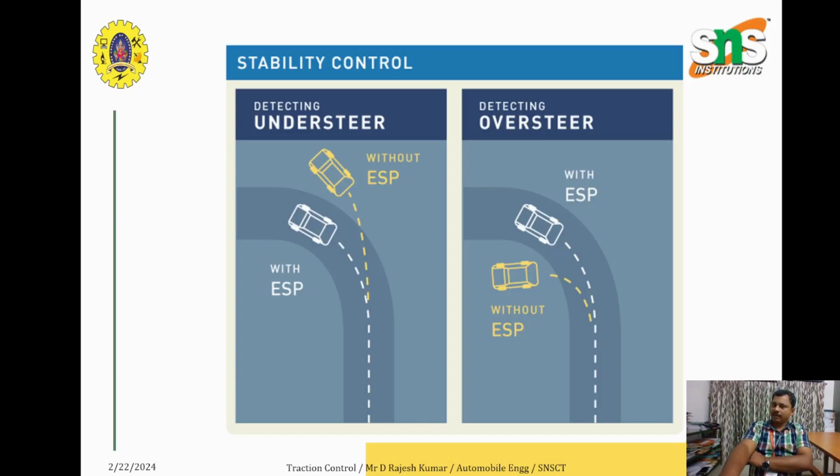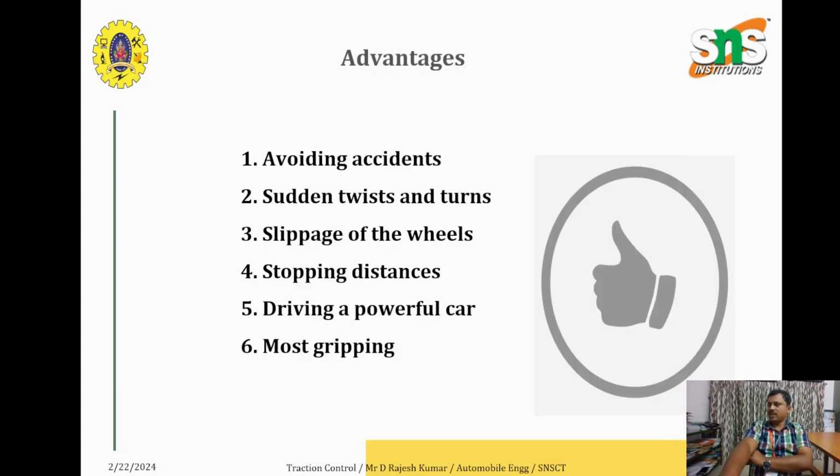This is very much important in racing vehicles, because for a very high speed vehicle going around 180 or 190 kilometers per hour or more, suddenly controlling the distance or suddenly changing the direction is very important. So traction control plays a major role in sports vehicles. The major advantages of this system are avoiding accidents, handling twists and turns, preventing slipping of wheels, reducing the stopping distance, and driving a powerful car. As I told already, in a sports car, the grip is very much important.